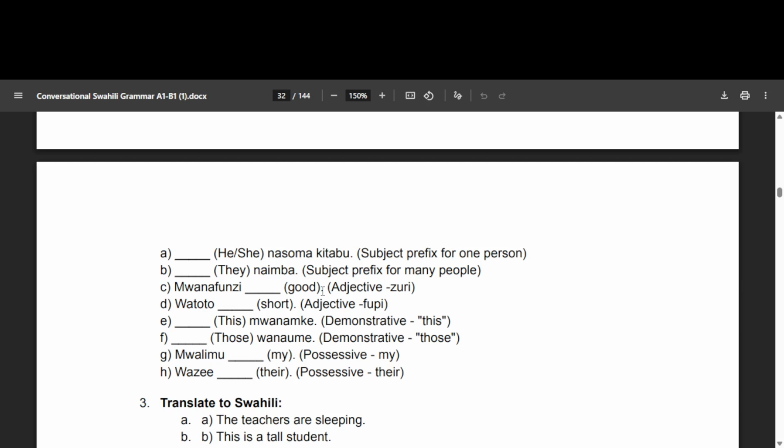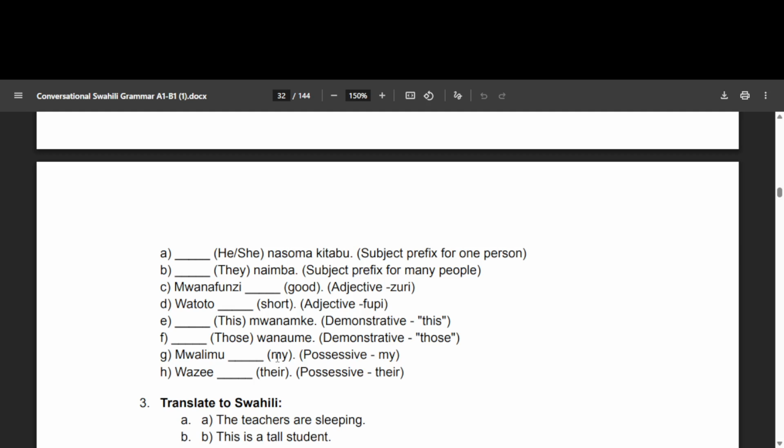Mwanafunzi. We want to say good student. Watoto. Short children. We have here this lady, mwanamke. How do you say this lady in Swahili? F, those, wanaume, those men. How will you say? G, mwalimu, my. We want to say my teacher. H, wazee, their. We want to say their elders. How do you say their elders in Swahili?